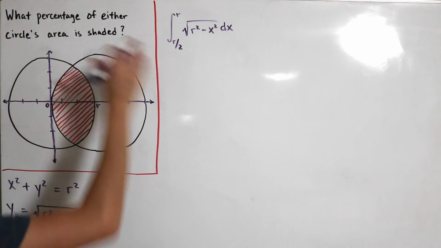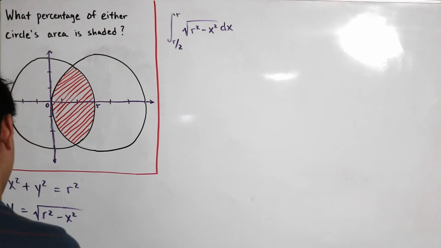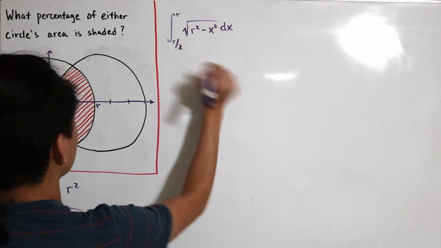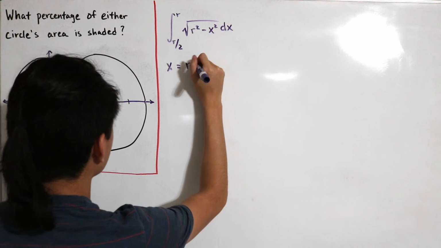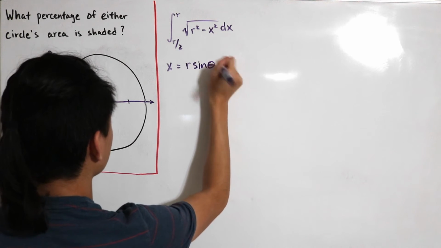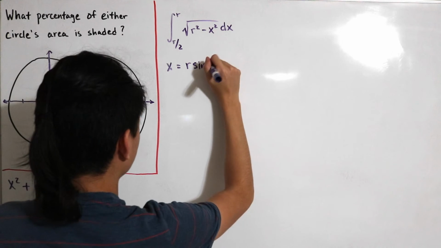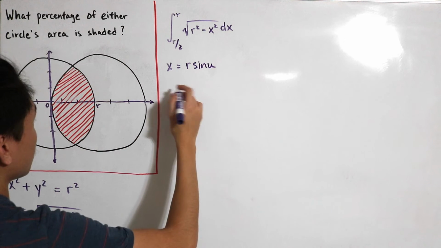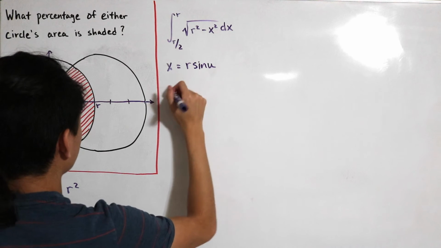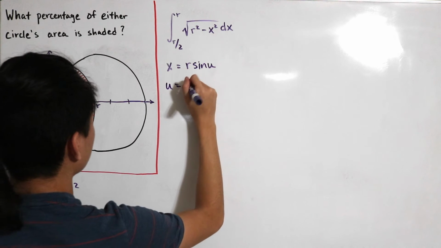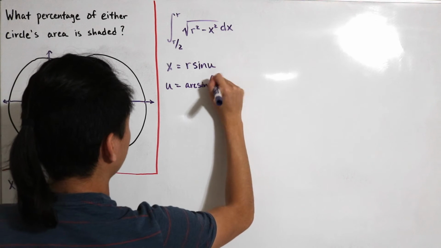But things are going to be a little bit different over here. So we can use a trigonometric substitution, and we'll use the following substitution. We'll say that x is equal to r times sine of u, just for the sake of my naming convention. If we solve this for u, I can divide both sides by r and then take the inverse of sine. So u is equal to arcsine of x divided by r.